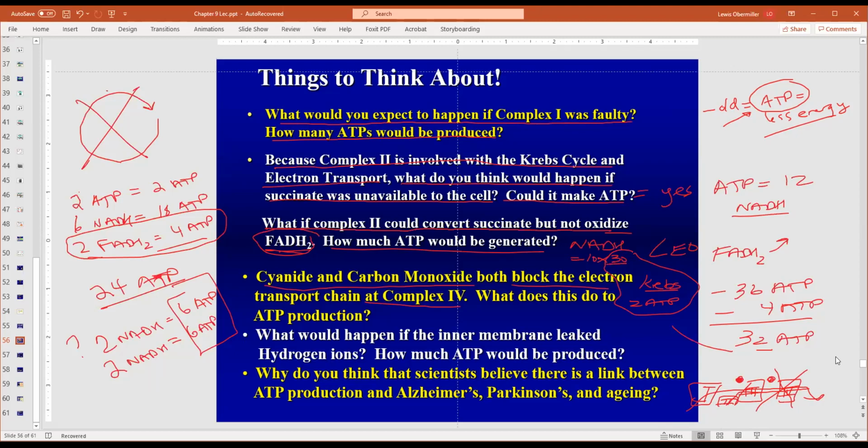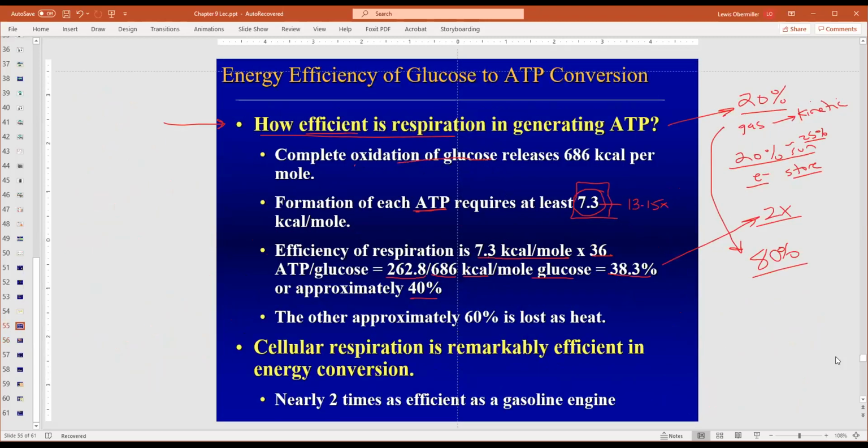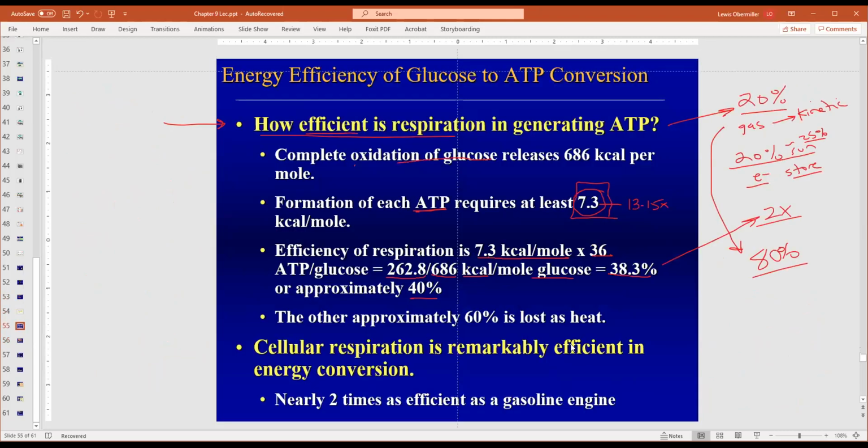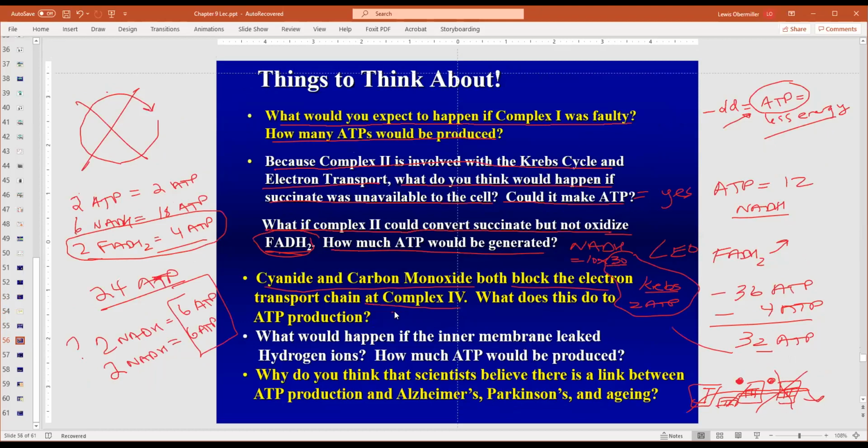0. It's not 0. How many do we get from electron transport? 36. No. How many do we get from electron transport? 34. 34. So how many ATPs could we make? 2. That's right, exactly. So if you were to die from carbon monoxide or cyanide poisoning, the number of ATPs that you make is the same as holding your breath. So dying from this is essentially the same way that you would die if you held your breath.